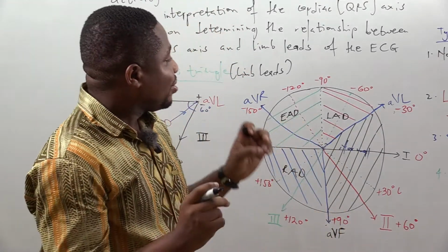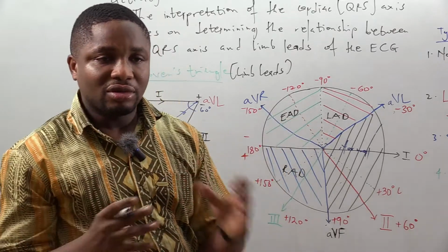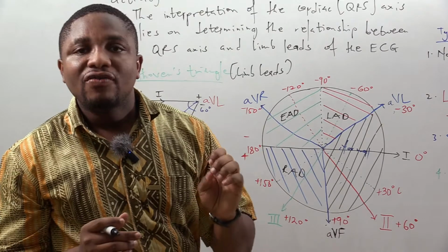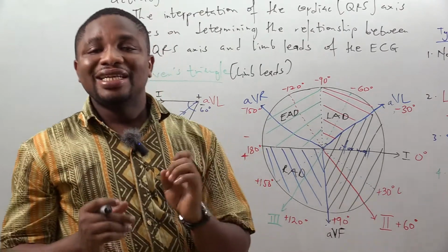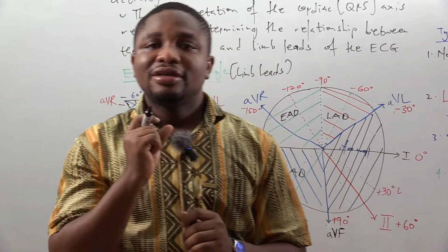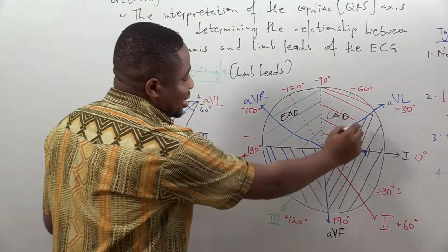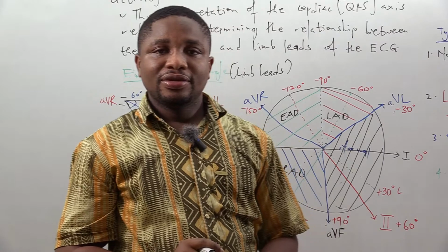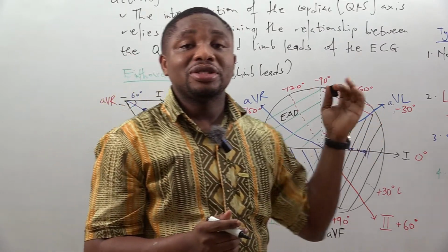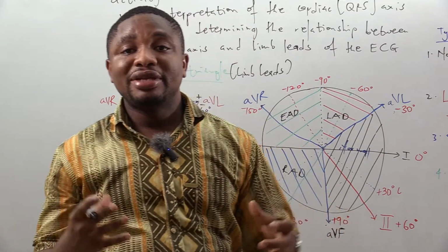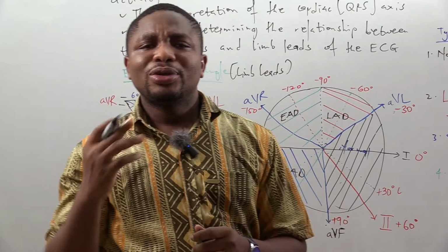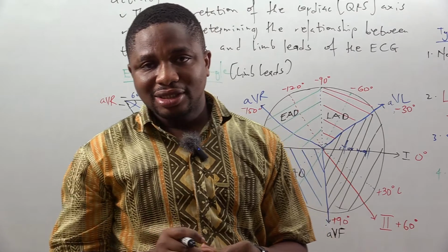When the overall direction of conduction of impulses, that is the QRS axis, falls between the angle of minus 30 degrees and plus 90 degrees, as you can see in this area, then it becomes a normal axis. After we are done with this, we are going to look at examples, ways of determining the cardiac axis using a simplified approach and also using other methods.